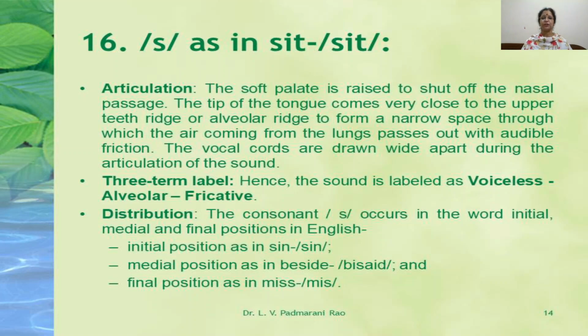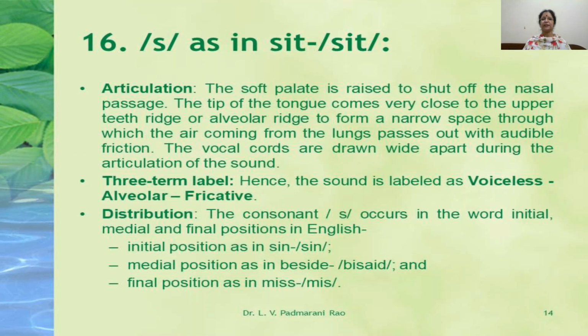While the s sound is pronounced, the vocal cords are drawn wide apart and hence it becomes voiceless. So the three-term label for the description of s as in sit is voiceless because the vocal cords do not vibrate, alveolar because the tip of the tongue comes very close to the alveolar ridge or the teeth ridge, and fricative because a close approximation stricture is observed and the air passes through the narrow gap with audible friction.